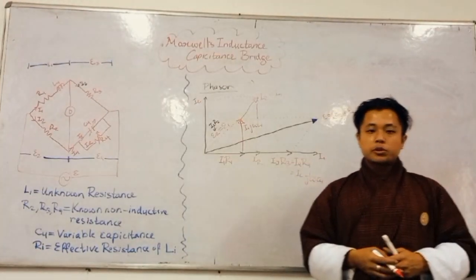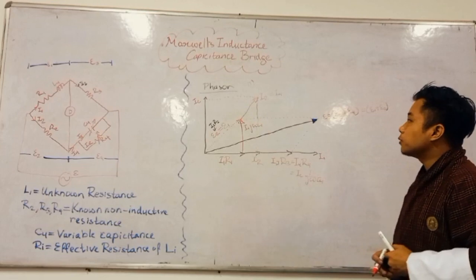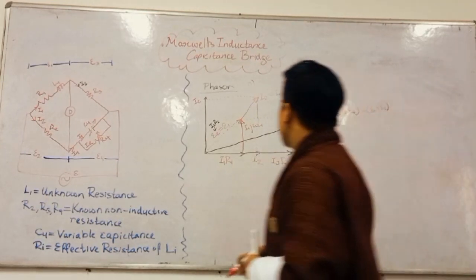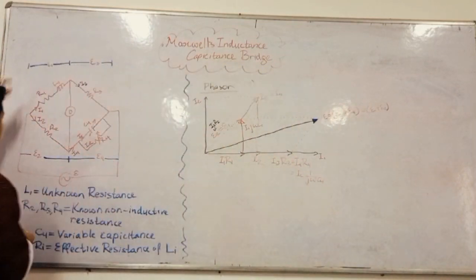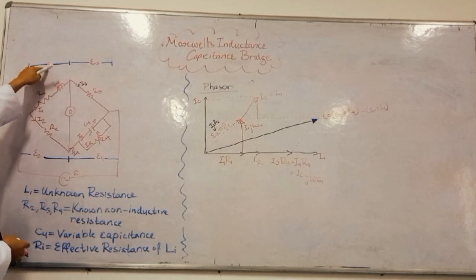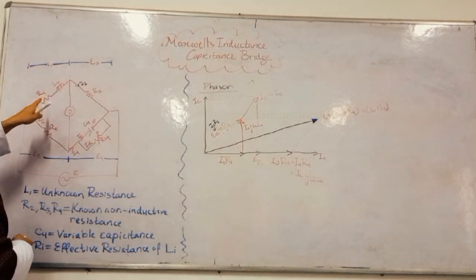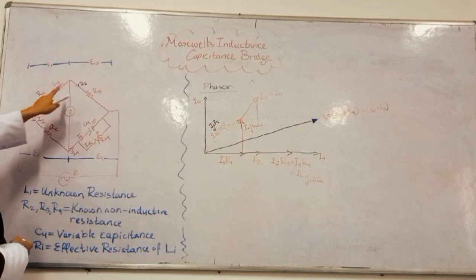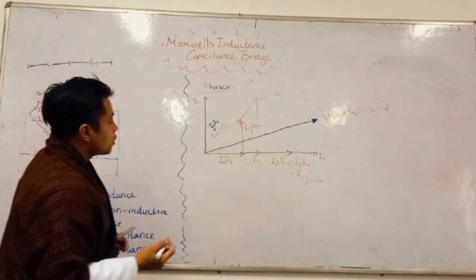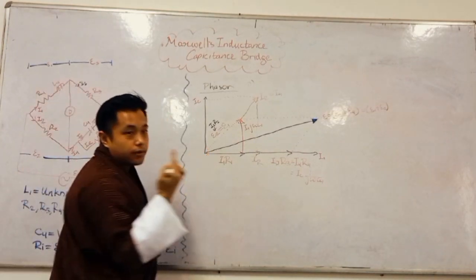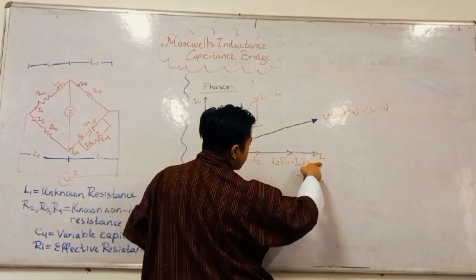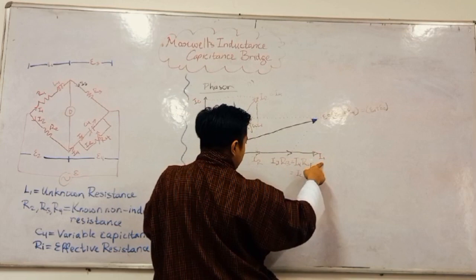Okay, now we're going to look at the phasor diagram of this bridge right here. Firstly, we have to consider the voltage across this arm right here. Voltage across this arm is represented by E1, right? E1 is basically the voltage across this resistor and the voltage across this inductor. So, firstly, we're going to write phasor I1 as a reference phasor. Here, I1 is represented as the reference phasor.